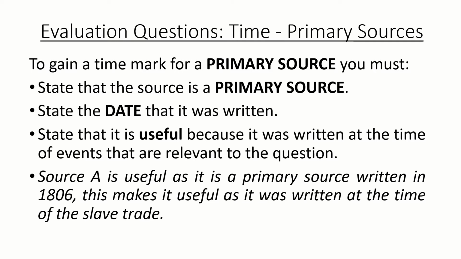So, for example, source is useful, it was a primary source written in 1806. This makes it useful, it was written at the time of the slave trade. So you have to mention the specific events. Now, that's easy to do if you just look at what the question is asking you.